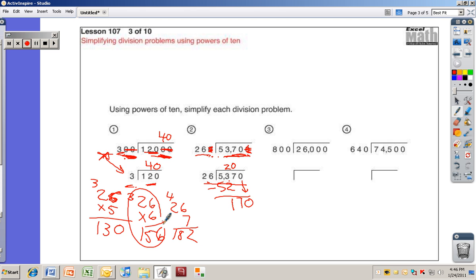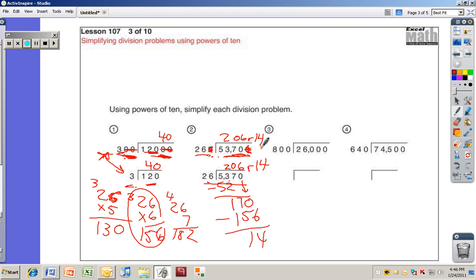So how many times does it go in? 6. 6 times 26 is 156. Anybody do that in their head? What's 170 minus 156? Say the answer. 14. There we go. So it's 206, remainder 14. And so is this one. This one's 206, remainder 14 as well.